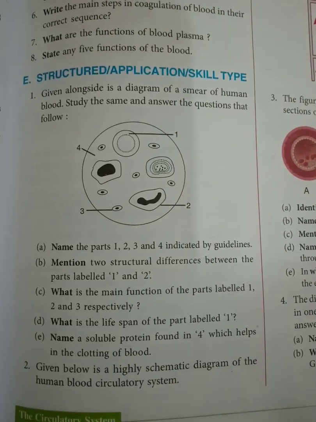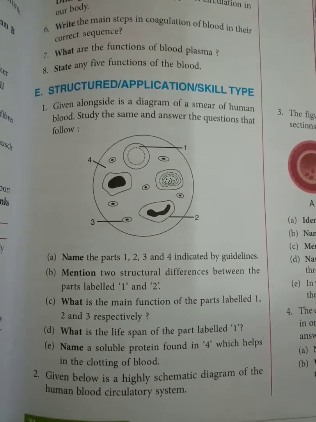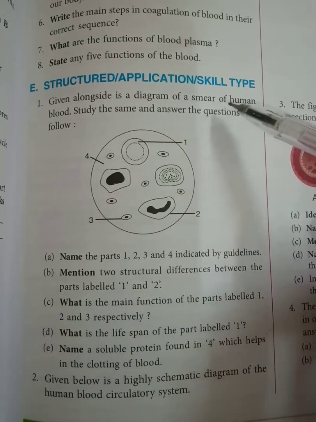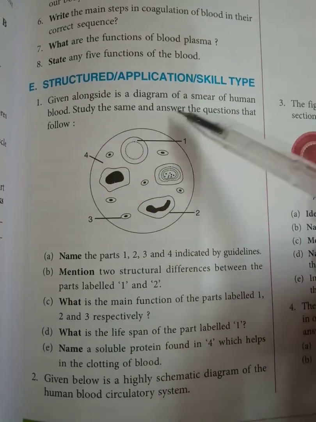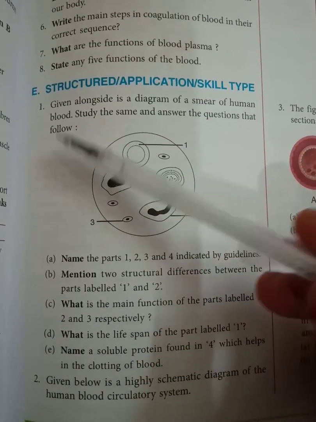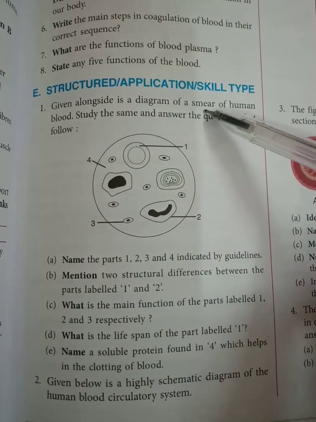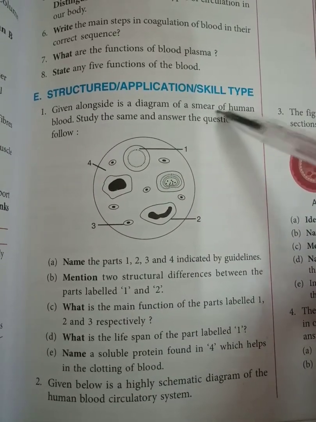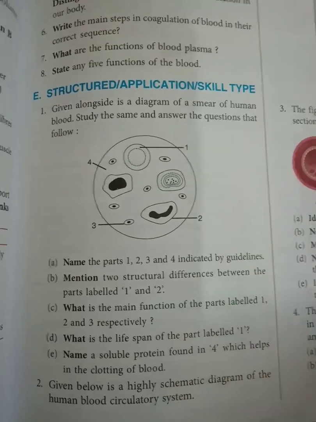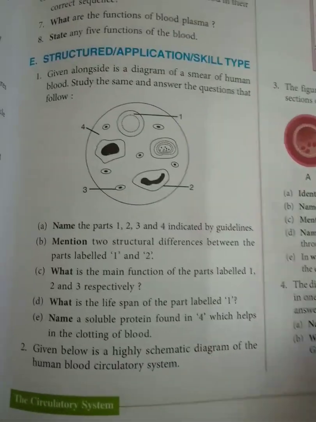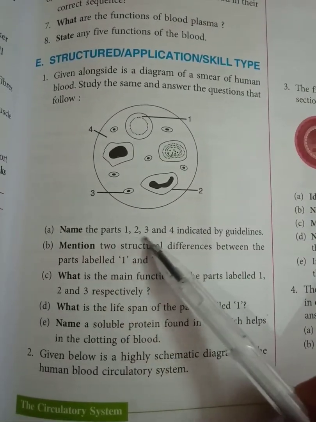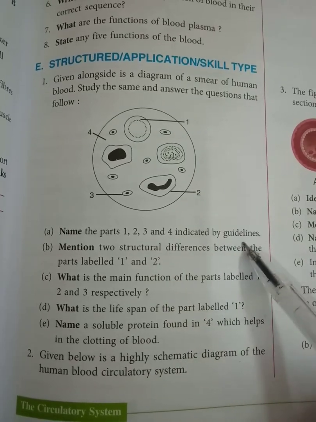Yes, dear 10th standard students, these are structure-based questions. Given alongside is a diagram of a smear of human blood. Study the same and answer the questions that follow. For a smear, we take a drop of blood on a slide, spread it, and observe it minutely under a microscope. Name the parts labeled 1, 2, 3 and 4 indicated by guidelines.